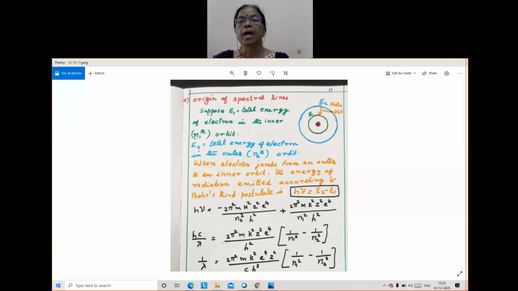And when an electron jumps from a higher energy level to a lower energy level, what happens?